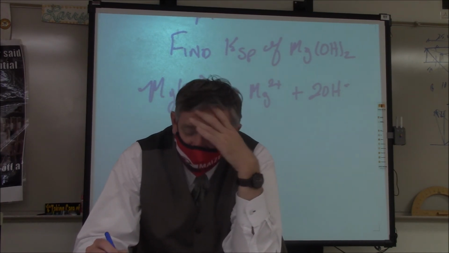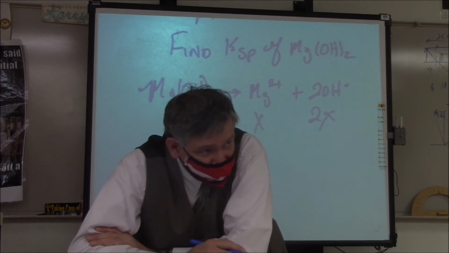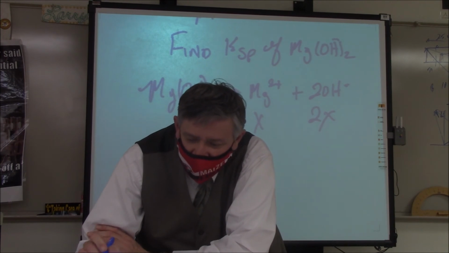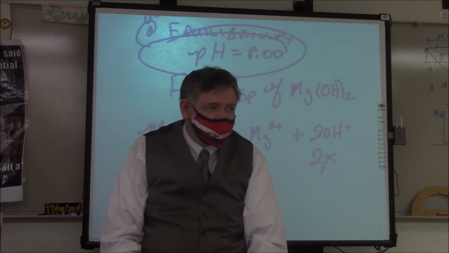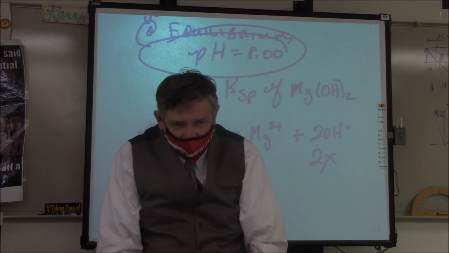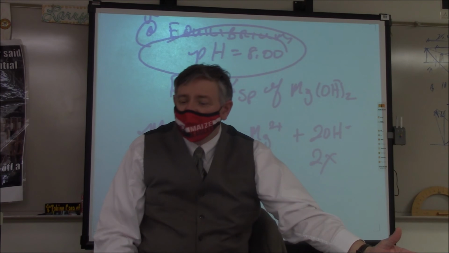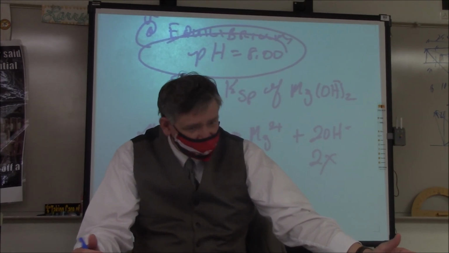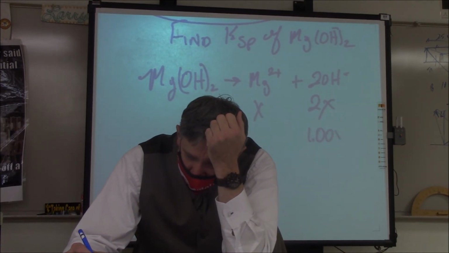Okay, so this is gonna ionize into X and 2X, right? It's a 2-to-1 ratio, right? So knowing that you have the pH, what can you find? The pOH. Once you find the pOH, you can find the OH concentration, which is what? 1 times 10 to the negative 6th, right?